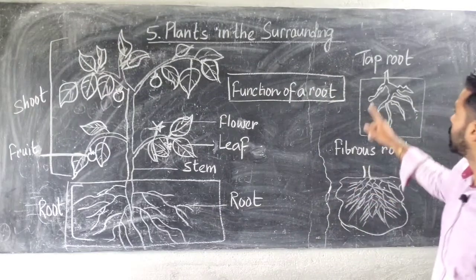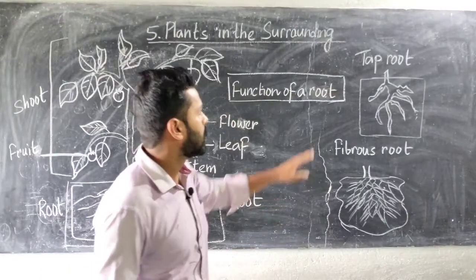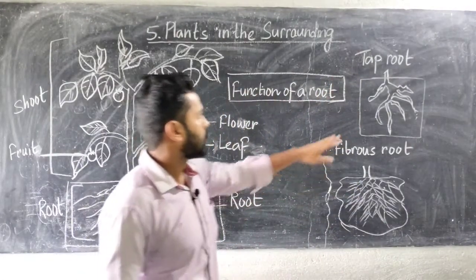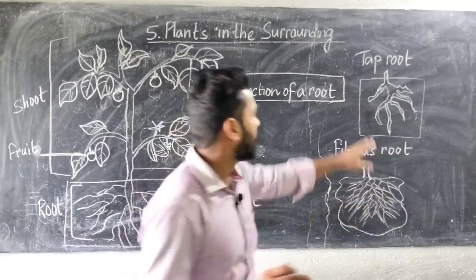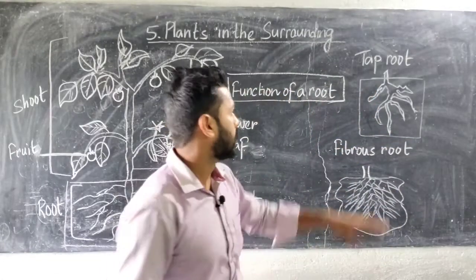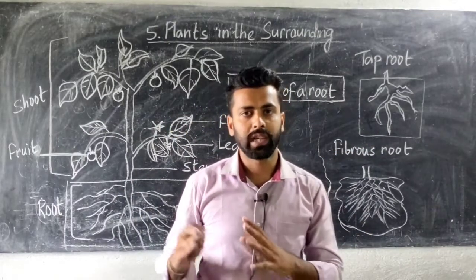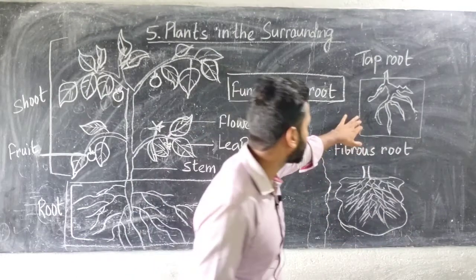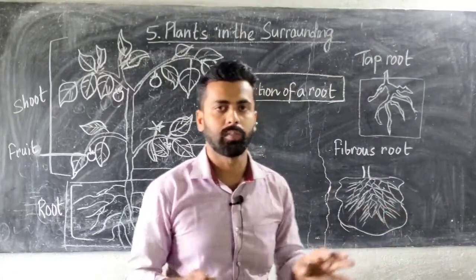Next, we will discuss the two types of root given in your book. The first one is tap root and the next one is fibrous root. Students, as you can see here, in the tap root we have smaller side branches joined to the main root below the ground. You will find this tap root in big trees like the peepal tree. If you see the root of the peepal tree, you will find this kind of root, where you can differentiate the side branches of the root.